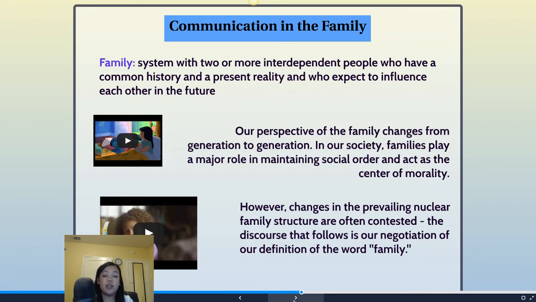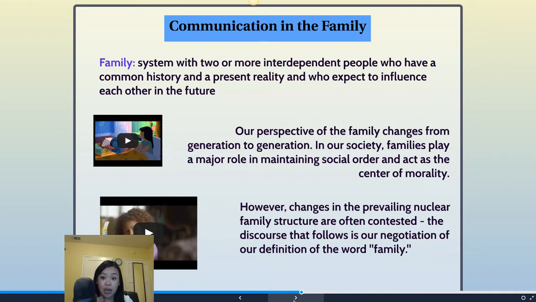Families involve at least two or more interdependent people, interdependent meaning they need one another, and they have a common history and a present reality and a future with one another. And those three pieces are incredibly important to remember, because if you have a common history, then that means you have a shared narrative as a family on who you are and your family identity, and that influences how people within the family see their own roles and see themselves.